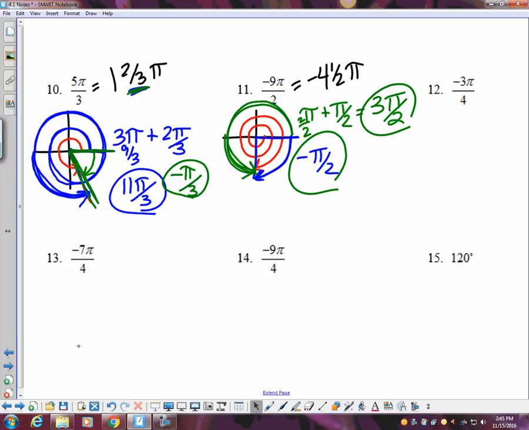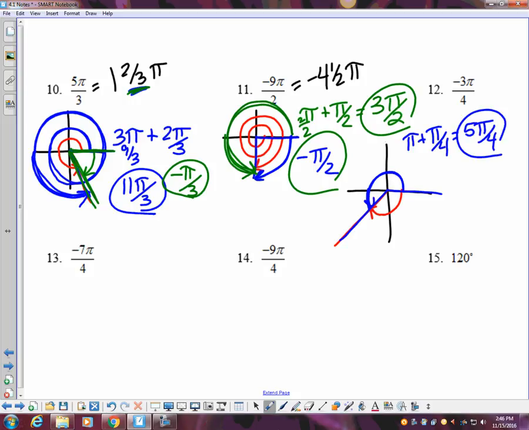Okay, number 12. Negative 3/4 of a pi. Negative, swing down, 3/4. Okay, I did not lap. But look, for the positive one, I have to go from here to here. So they're not the same line. So I'm good there. So that would be 1 pi plus the 4th that was left over. So 4/4 plus 1/4 would give me 5/4 pi.